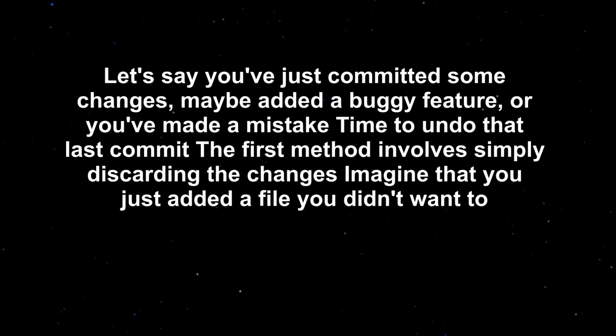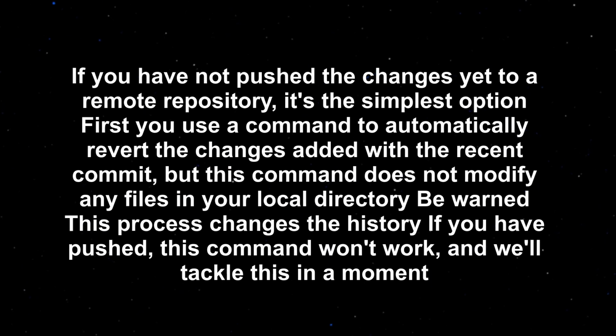Let's say you've just committed some changes, maybe added a buggy feature, or you've made a mistake. Time to undo that last commit. The first method involves simply discarding the changes. Imagine that you just added a file you didn't want to. If you have not pushed the changes yet to a remote repository, it's the simplest option.